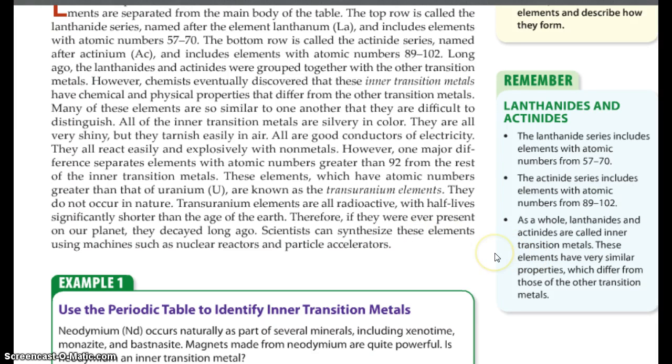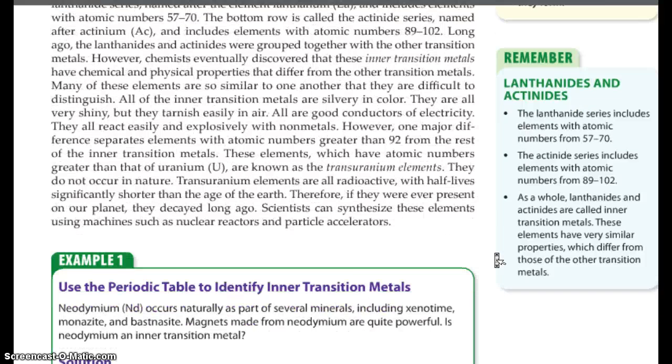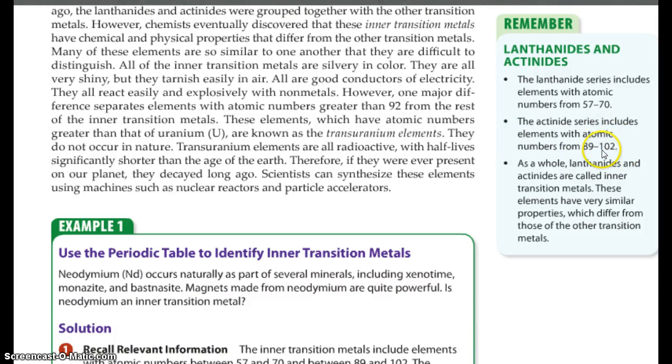As a whole, lanthanides and actinides are called intertransition metals. These elements have very similar properties which differ from those of other transition metals. If you're worried about the fact that it's saying 102 here and it's 103 on our periodic table, I don't think there's any quiz or test questions on that you'll get wrong because of that. If there are, just let me know.